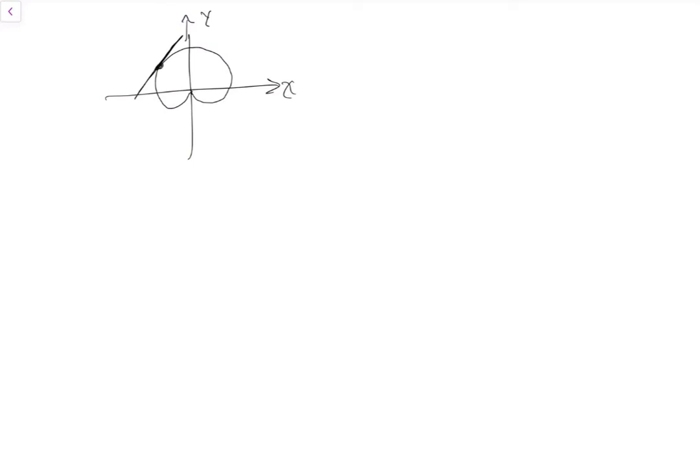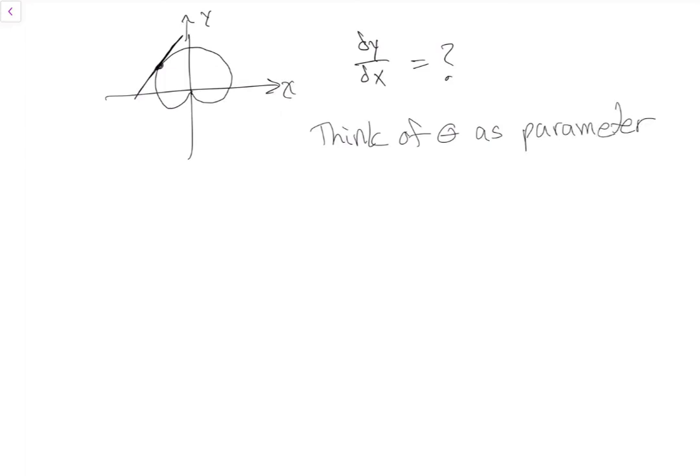So to find delta y over delta x or dy dx, what we really are going to do is convert into a parametric form in essence. We're going to regard theta as the parameter, and we're going to think of this as parametric. I'm going to think of theta as a parameter.